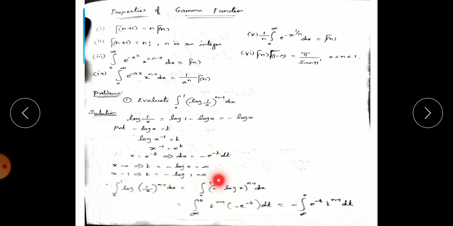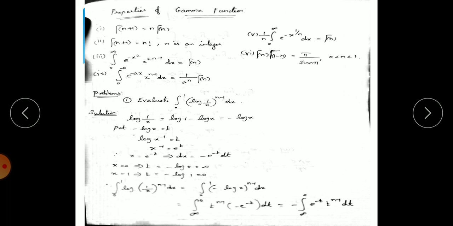So here, in terms of t, we apply t power n minus 1 into minus e power minus t dt. This becomes minus, which you can take outside, the integral of e power minus t into t power n minus 1 dt. That can be written as gamma of n. Omitting the minus sign by reversing the limits, we get gamma of n. Hence proved.